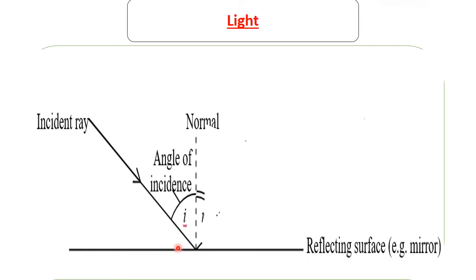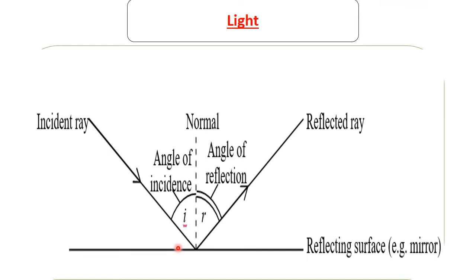So when a ray of light hits a surface, it is reflected like this. This ray that gets reflected is called the reflected ray. The angle between the normal and the reflected ray is called the angle of reflection. We use the letter I to represent angle of incidence and R to represent angle of reflection.